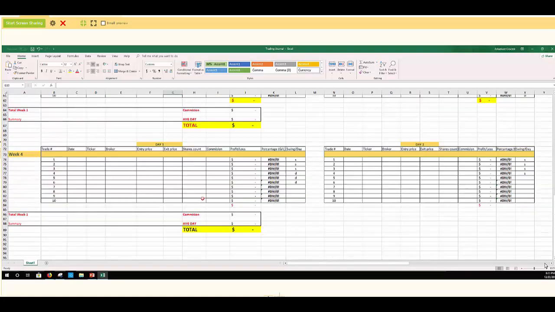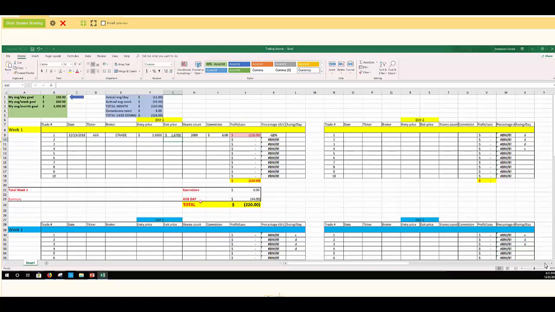Okay, so now you go like week 1, 2, 3, and 4, and on the left-hand side, on the top corner of the screen, everything is being populated.